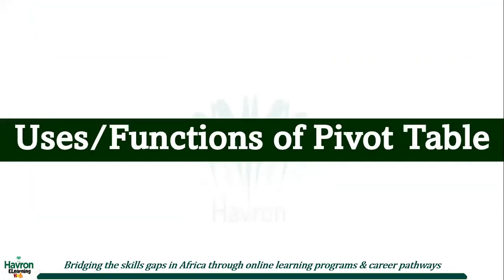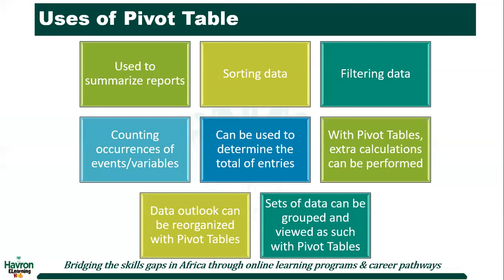Now let's look at some of the things that pivot table can help us to achieve, functions and some of the uses. We can use it to summarize reports. We can use it to sort our data. We can use it to filter. We can use it to count occurrences, say how many times a specific person reported or made entry in the data set. It can also be used to determine the total of entries. With pivot table, extra calculations can be performed.